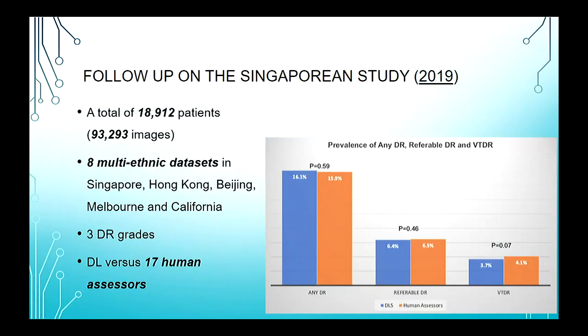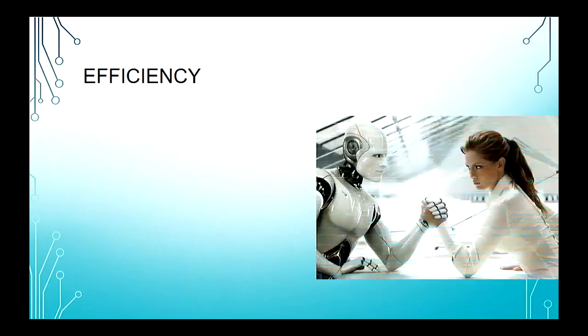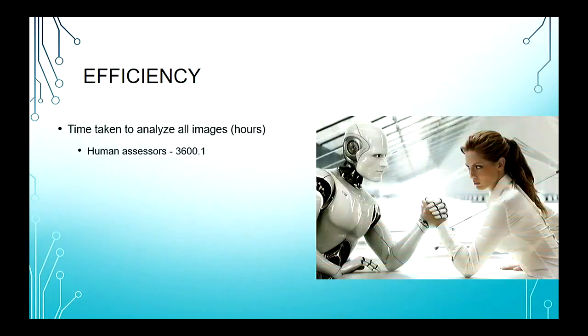Is that the impressive part? Yes, but it gets more impressive. Humans, in that particular study, took 3,600 hours to grade those images. AI took 51 hours. So that is the impressive part. The fact that the AI not only can match humans, it can improve the performance by more than 60 times.